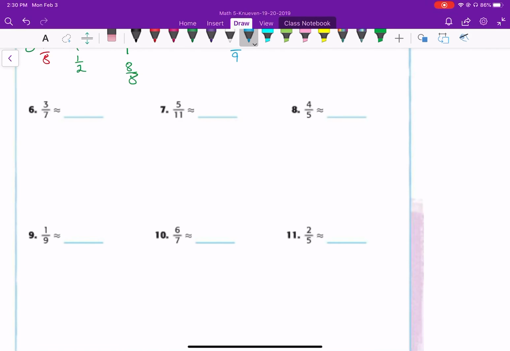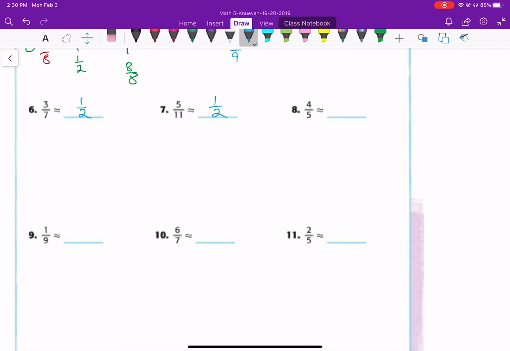3/7. Well, what's half of 7? You want to think of, well, what's half? Half of 7 would be 3.5. Well, 3 is really close to 3.5, so this would be close to half. 5/11. Well, what's half of 11? Well, you'd say 5.5 is half of 11. So 5 is really close to 5.5, so it's about half.